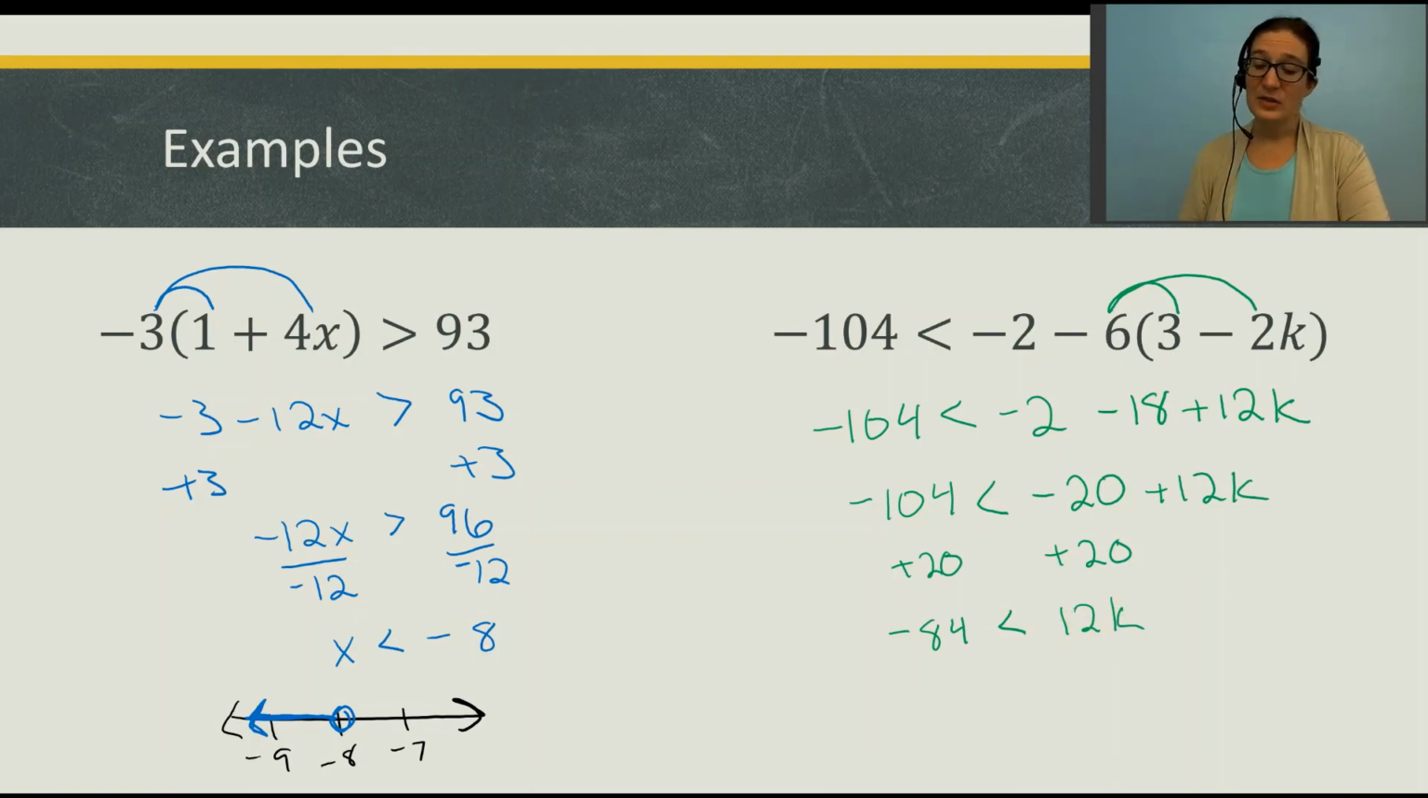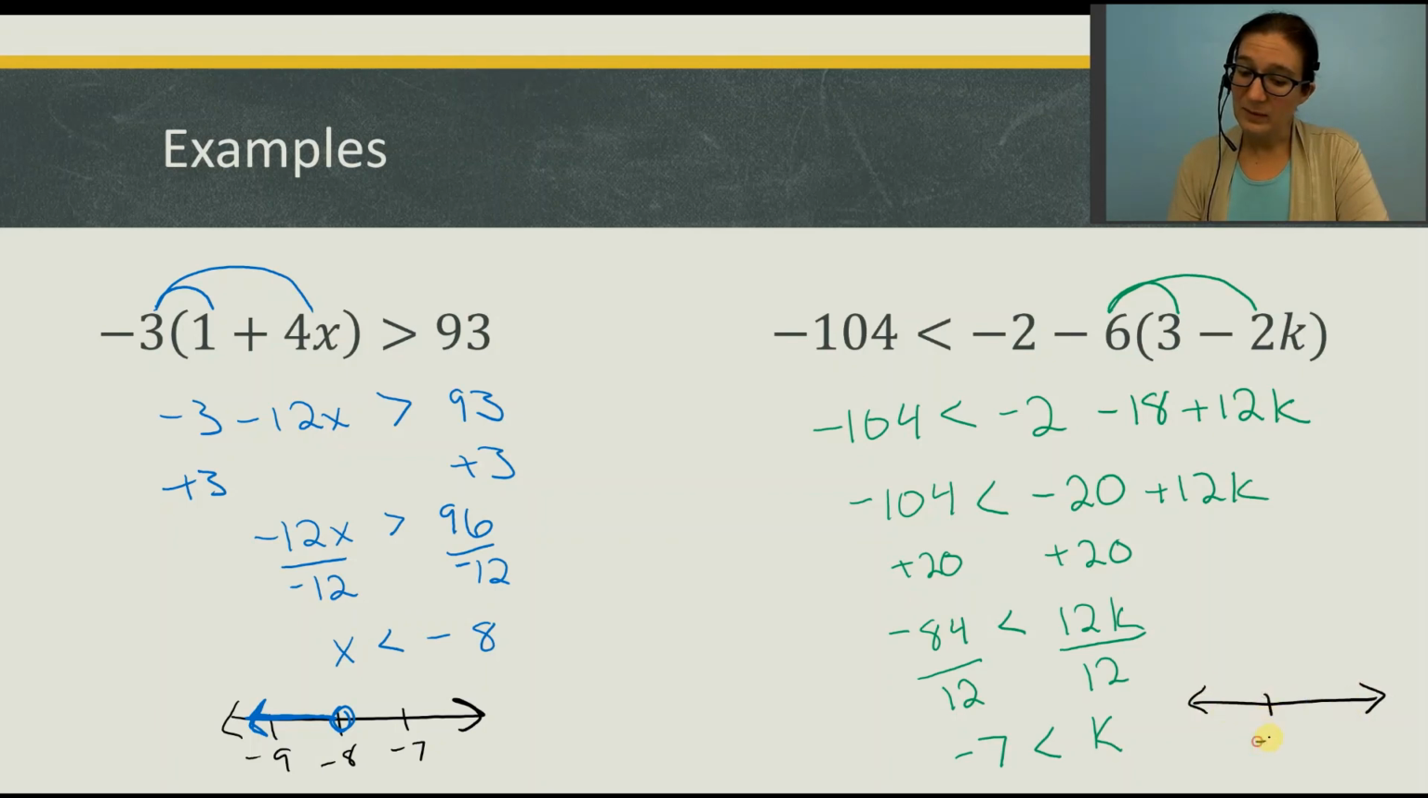Our last step is to go ahead and divide by 12 on both sides. Because the 12 is not negative, we will not change the sign. And negative 84 divided by 12 is negative 7, is less than k. So since k is my bigger piece, when I go ahead and draw my number line here, I'm going to have negative 7 in the middle. Negative 6 is bigger. Negative 8 is smaller. And because my k is bigger than negative 7, it is not equal to, it is bigger than.